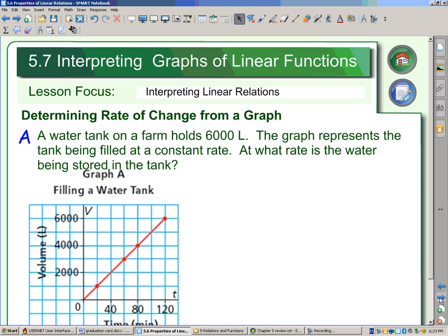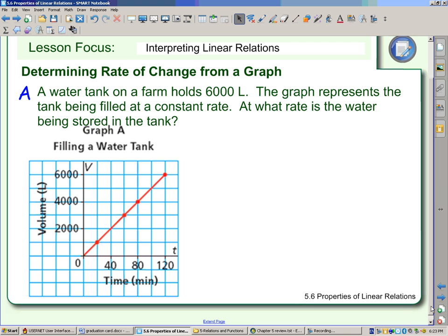Let's just go ahead and look at the question we were looking at yesterday in class. So we had a water tank on a farm and we know that it holds 6,000 liters. The graph represents the tank being filled at a constant rate. At what rate is the water being stored in the tank? So this is a rate of change problem. So we need to find 2 points on the graph that we can read exactly. So I said yesterday it means that they're in the crosshairs. It does not matter which 2 you take, but take 2.